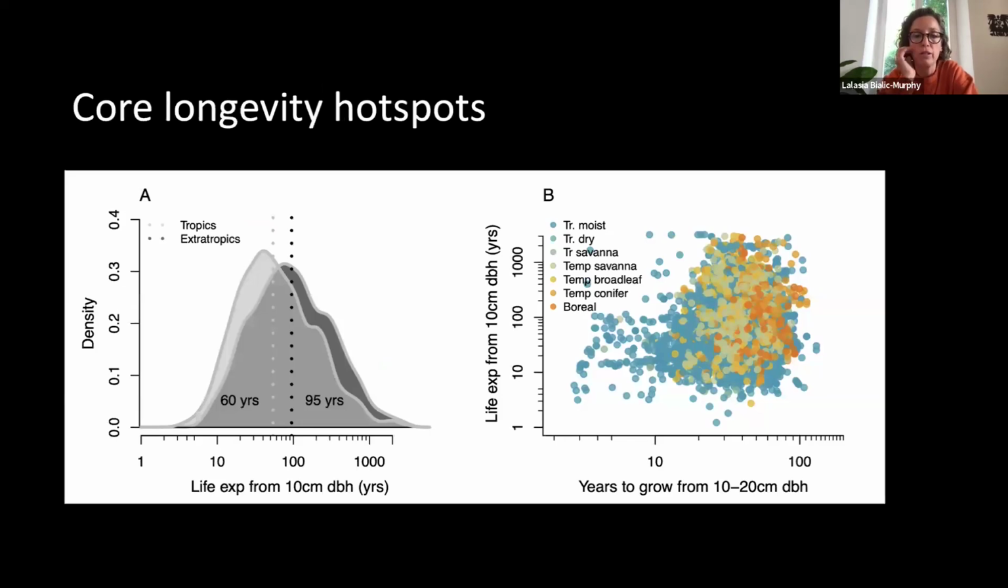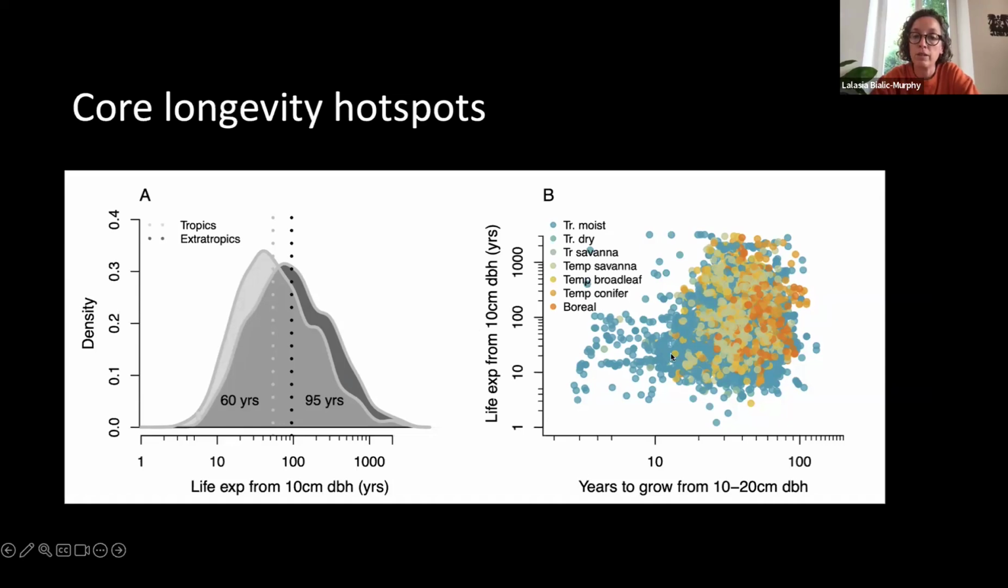So now, going through some of the results that we find, I first mapped out and compared patterns in the average life expectancy for all of the species within the tropics versus the extratropics. And we find that on average, the life expectancy is quite a bit higher, so not double, but close to that in the extratropics. And this really mirrors the information of the core hotspots of the longest living trees, the sentinel oldest living trees, which are commonly found in the temperate conifer forests and in the boreal regions.